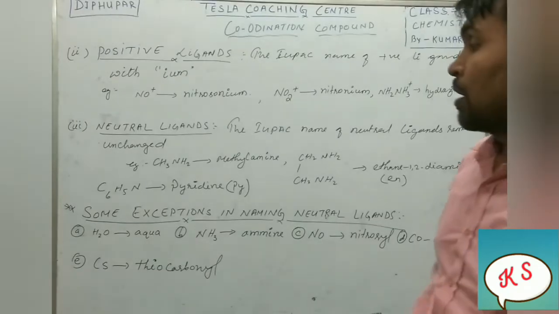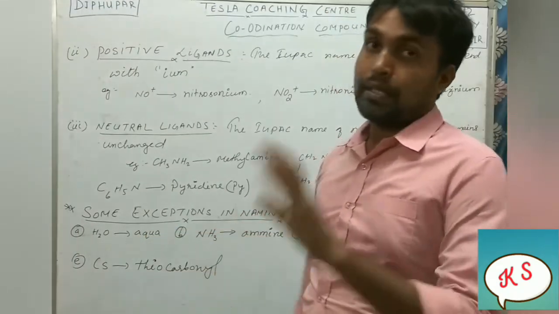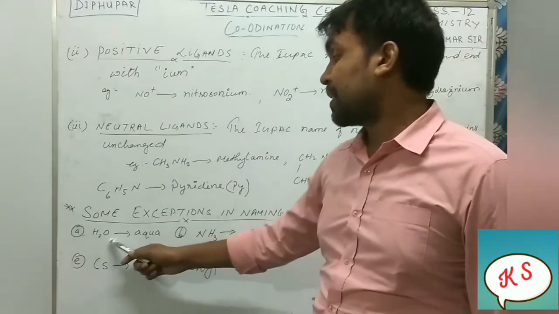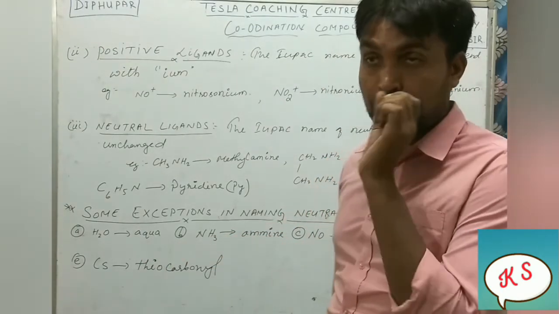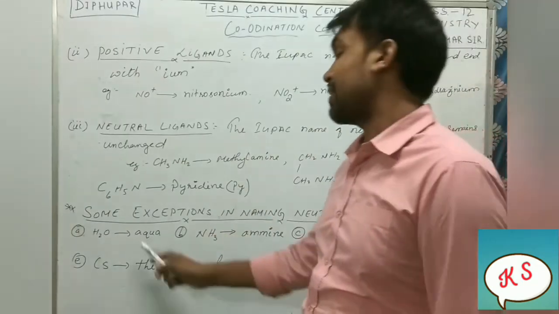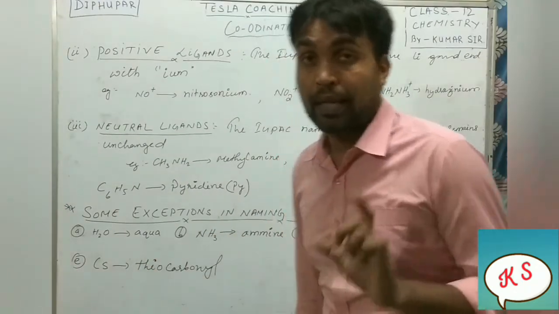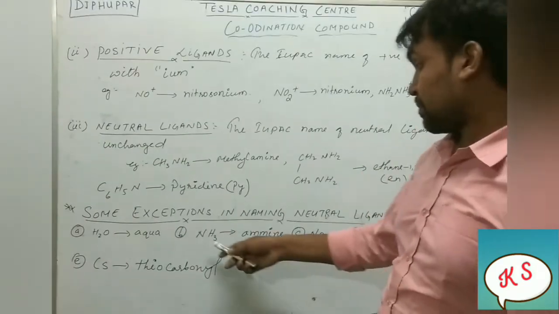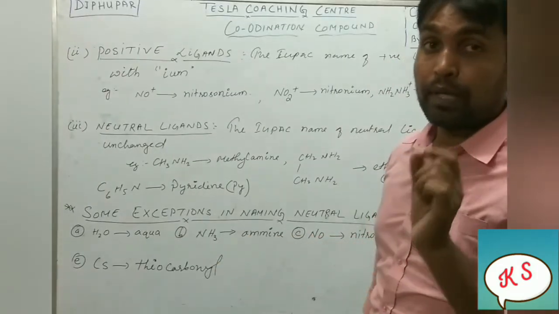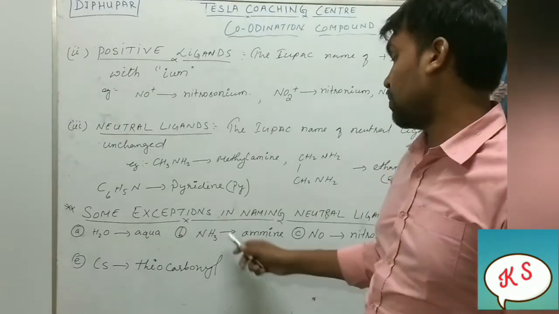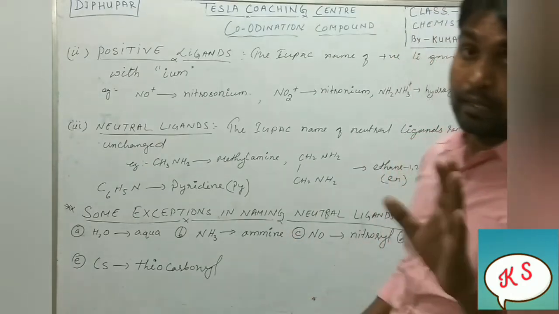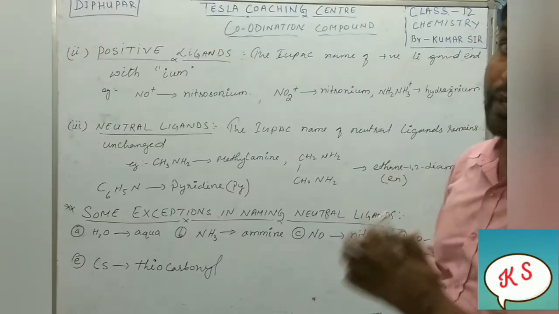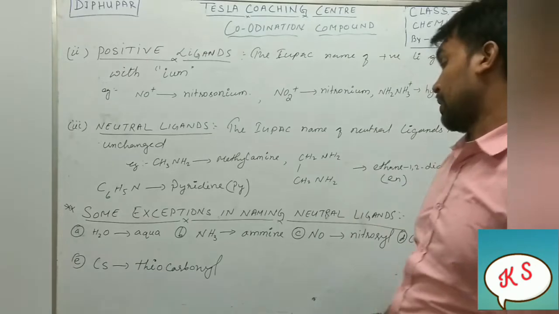If H2O is there, H2O is water. It is neutral, so it will be written as what? Aqua. Instead of writing water, we write aqua when we write the IUPAC name. NH3 is ammonia, but when we write the IUPAC name of it, we write it as ammine. These five you have to remember. It will be required very much in IUPAC naming.